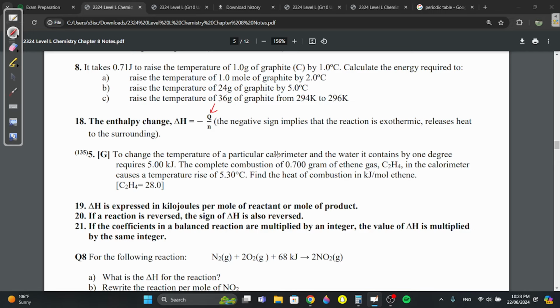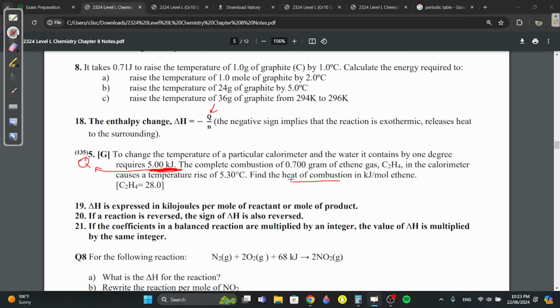To change the temperature of a particular calorimeter and the water it contains by 1 degree requires 5 kilojoules. So they actually gave you the energy. So this is actually our Q, right? Because they gave it to you in kilojoules, in joules, whatever. That means it's our Q. Up here was it kilojoules or joules? So we know the Q.